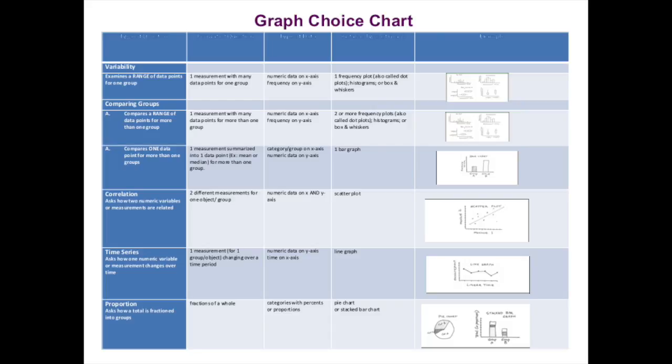Finally, the last column on the right shows you an example of how to set up that particular type of graph for each research question. This chart can be used as you are working on your own research project to make sure that your data is displayed in an appropriate way to answer the question.